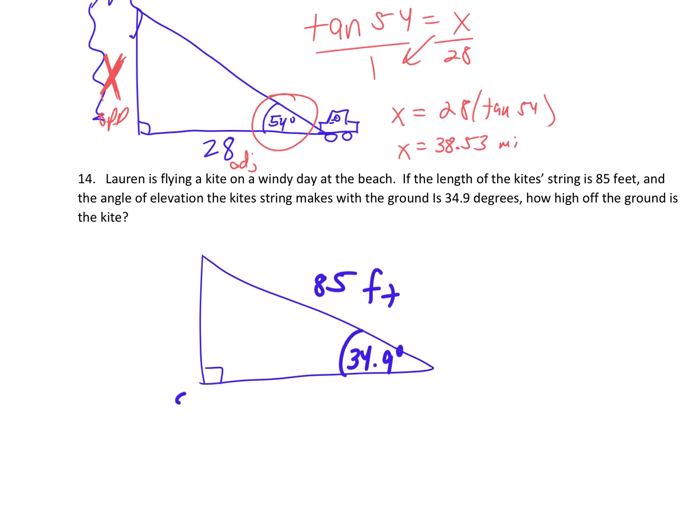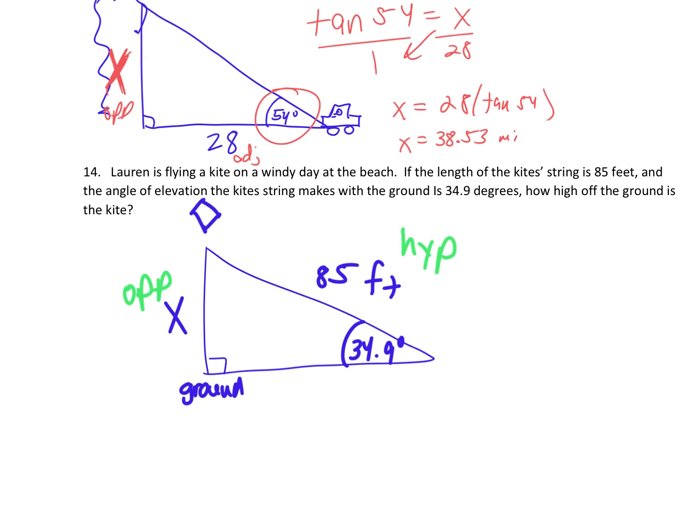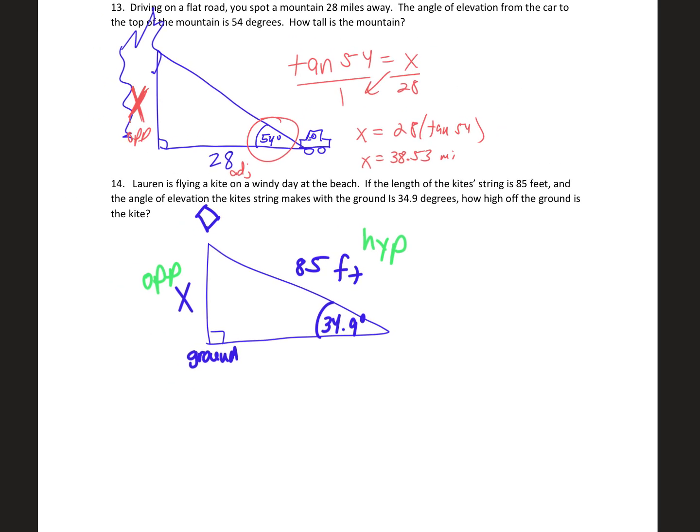Here is the ground. And here is the kite. What are they looking for? The height, the up and down, that piece. So in regards to 34, what is x and what is 85? X is the opposite, and this is the hypotenuse. What trig function uses opposite and hypotenuse? That would be sine. So sine of 34.9 equals opposite, which is x, over 85.